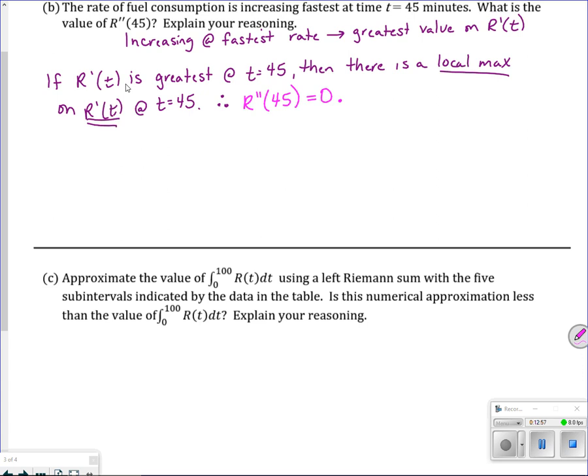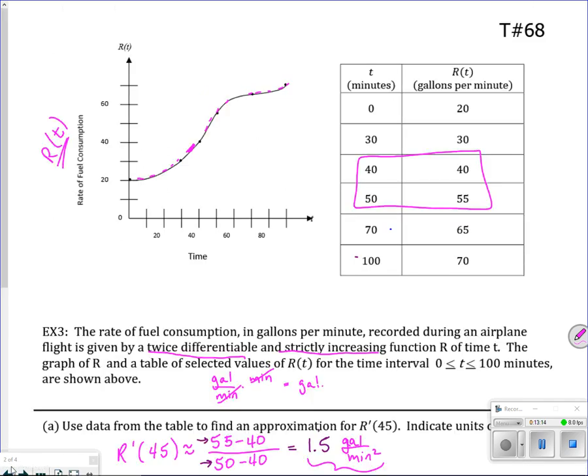And you're using a left sum with 5 sub-intervals. So I'm going to go back to my picture. So I'm doing a left sum with 5 sub-intervals. It does not say equal, so I'm not going to figure out a width because I can't. It's going to be as deemed by the table. So let me erase this.